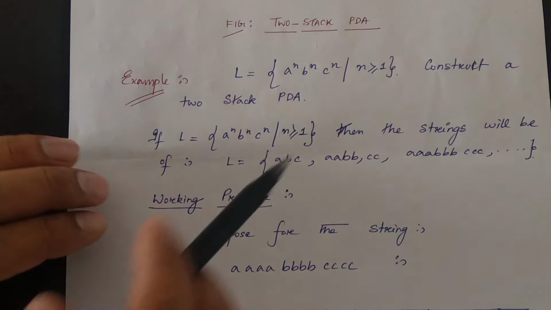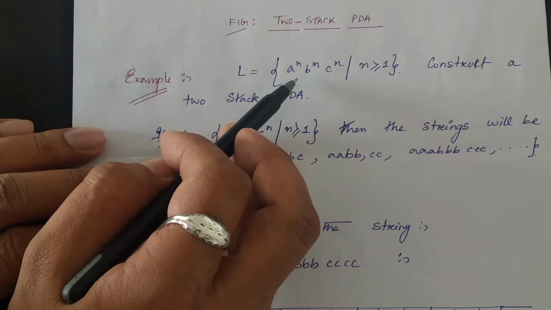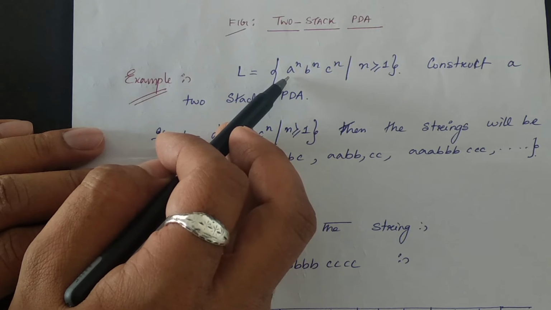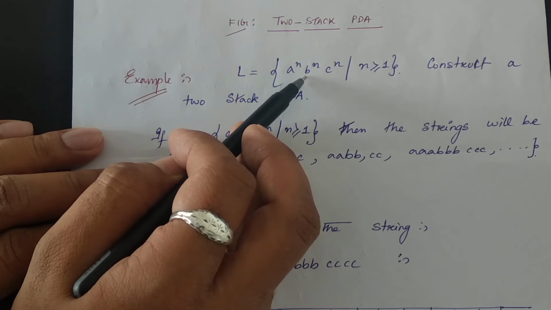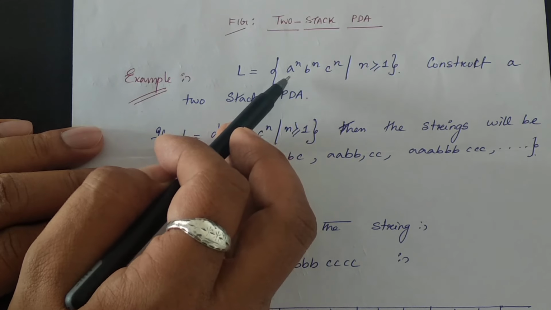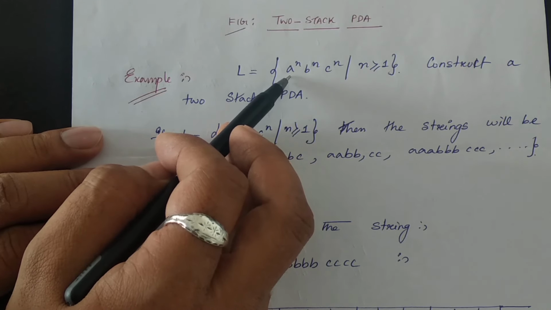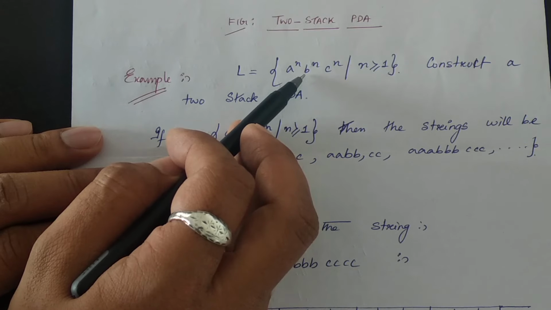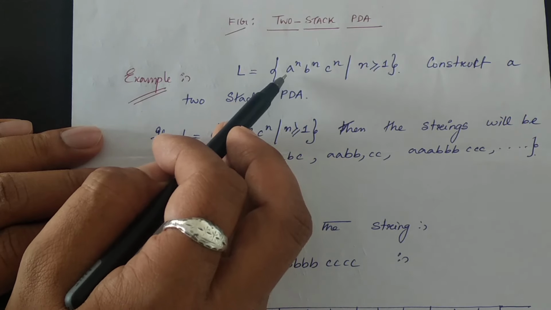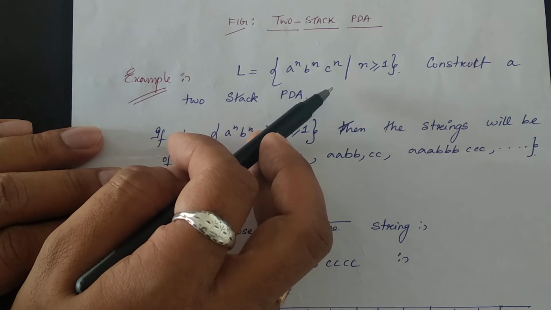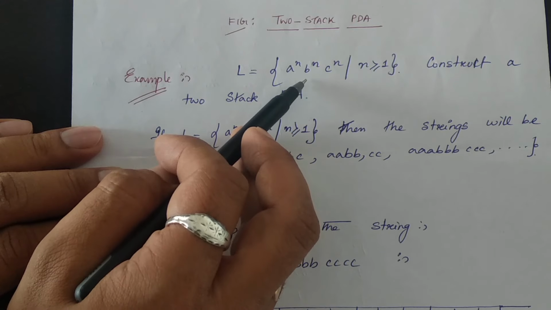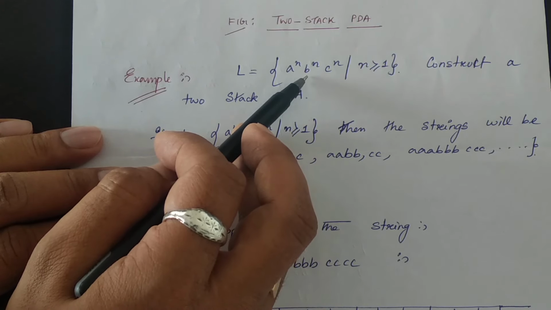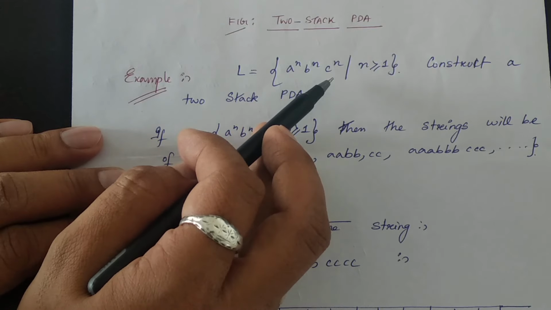Okay, got it? So in the two-stack PDA, once we read the A's, we will push all the A's into the first stack. And once we start reading B, we will do two simultaneous operations. For stack number 1, I will be popping, and for stack number 2, I will be pushing B. That means in parallel, while popping all the A's, B will be pushed into stack number 2. Then on reading C, I will pop all the elements from stack number 2, that is B. So all the elements will be read properly.